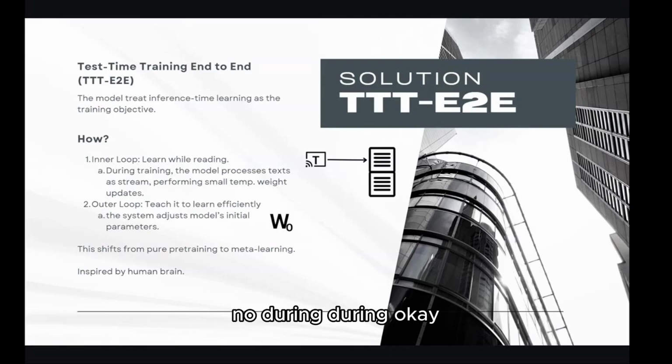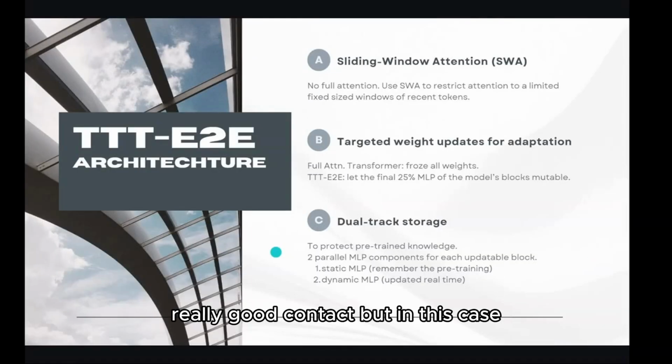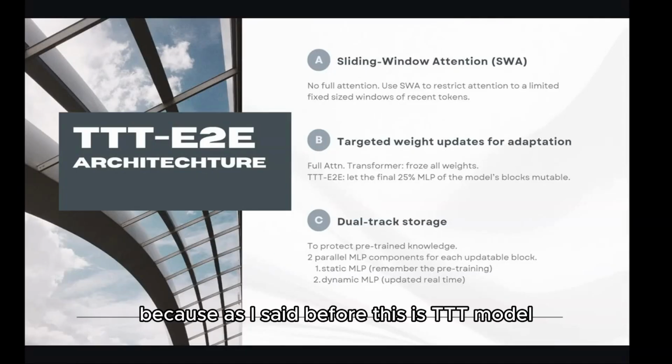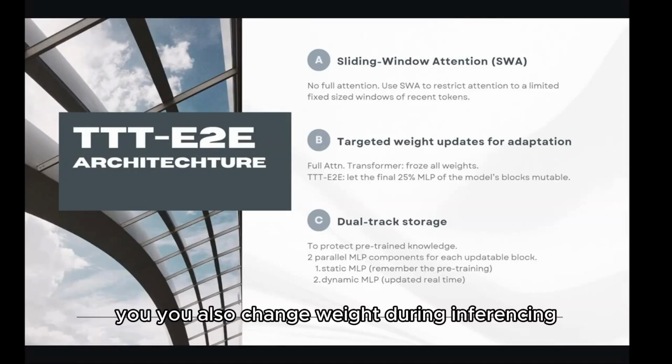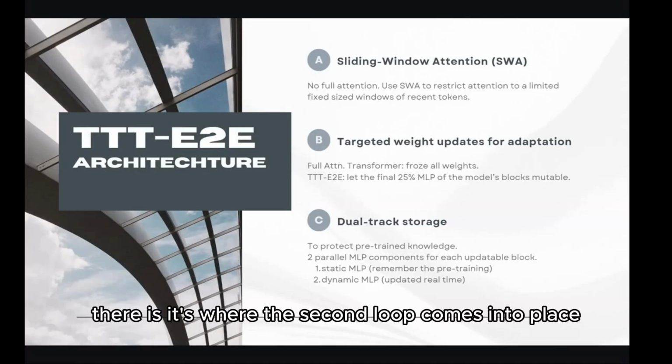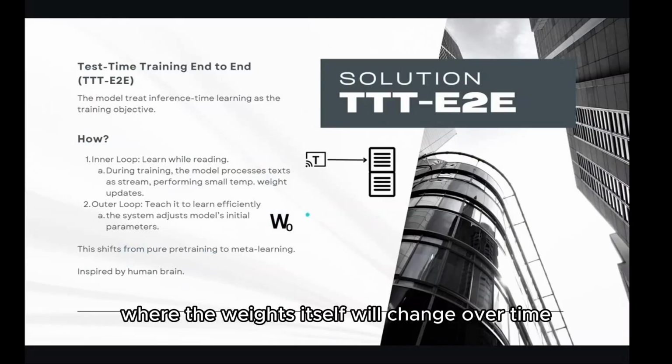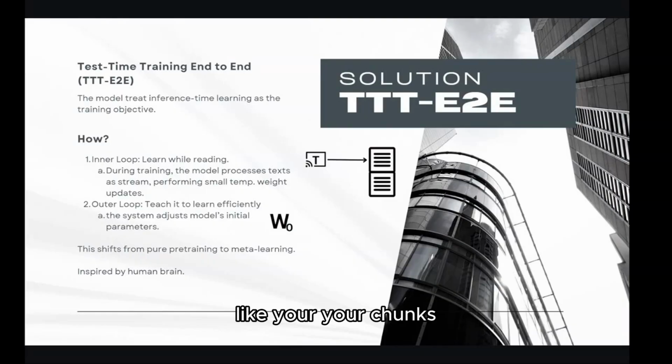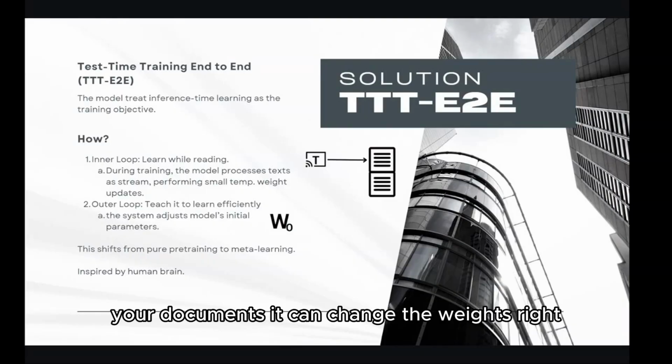Not during endurance. Right, right. But really good contact. But in this case, the training and inferencing, because as I said before, this is a TTT model, you also change weight during inferencing. There is where the second loop comes into place, where the weight itself will change over time. So of course, depending on what you give, like your chunks, your documents, it can change the weights, right?